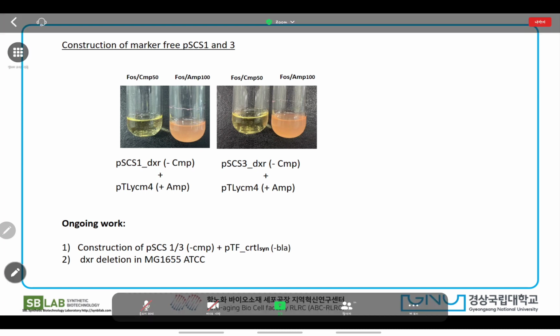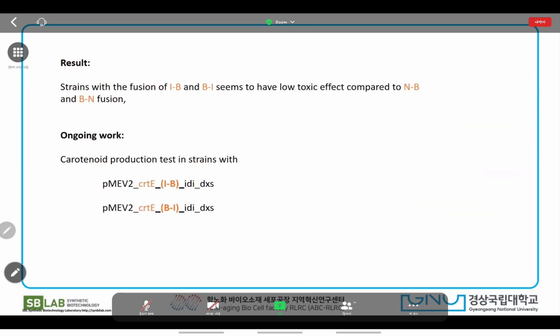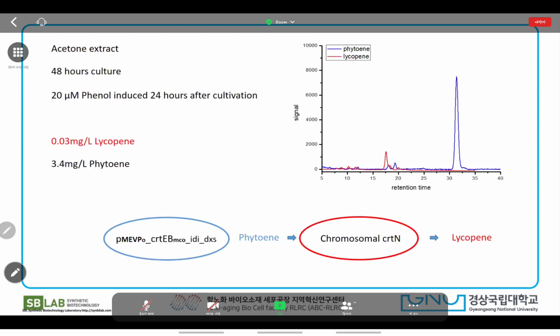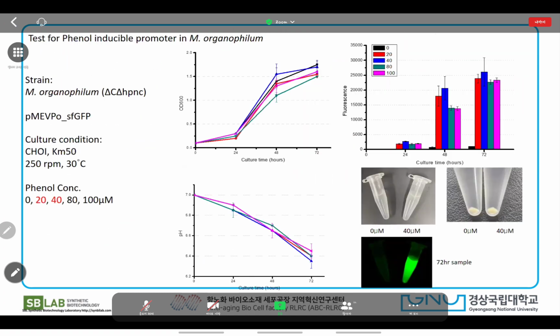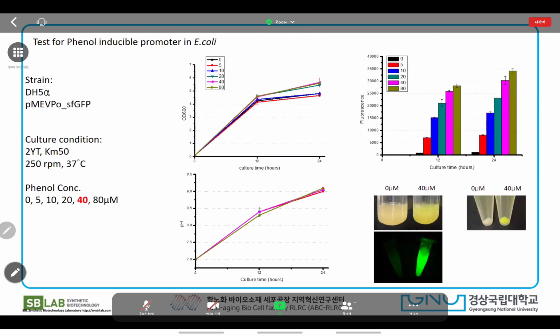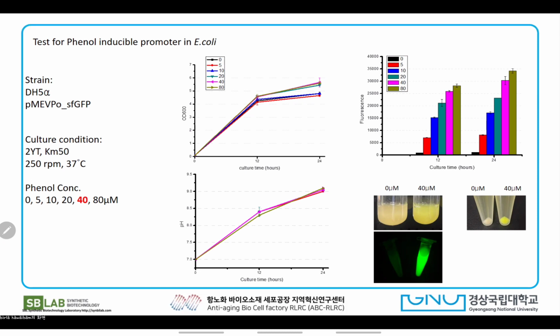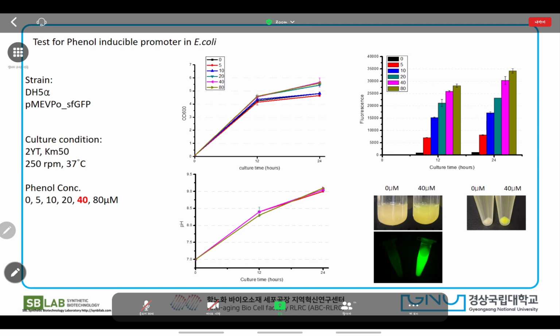So you used the phenol inducible promoter in both E. coli and Bacillus. Yes, Professor. Is there any effector or regulator for the control of the phenol inducible promoter in E. coli?